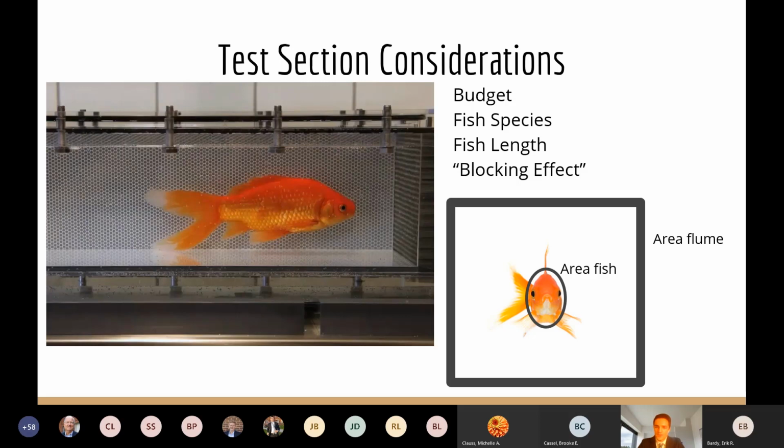Now, we'd like to know the speed of the fish when studying it, so we needed to be able to avoid this problem. In our research, we found that this blocking effect can be ignored if the test section's area is 10 times bigger than the maximum cross-sectional area of the fish that we are studying. So we had a pretty strange challenge presented to us. We needed to find a way to calculate the cross-sectional area of a fish.